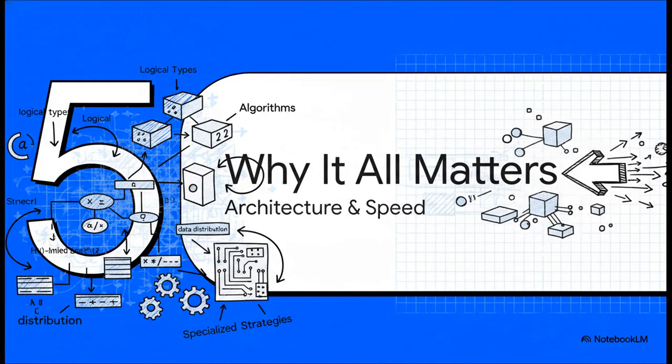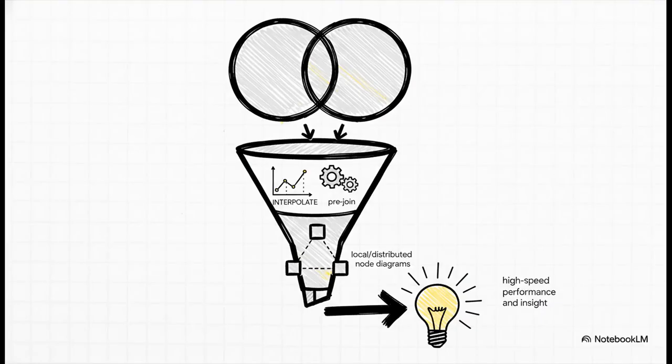Okay, let's bring this all home. We've talked about logical joins, special strategies, the algorithms, and data distribution. But why does any of this actually matter in the real world? Well, Vertica's incredible speed doesn't come from just one magic feature. It's the synergy of all these layers working together. It has a flexible set of tools, it knows when to use a specialized strategy, and most importantly, its execution engine is always thinking about the physical layout of the data to find the path of least resistance, the path with the least amount of data movement.